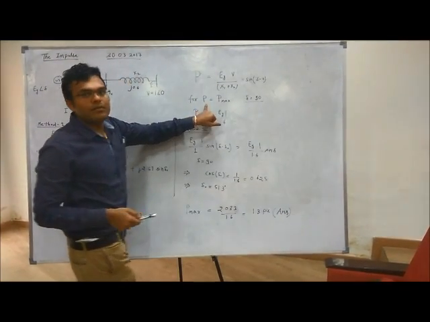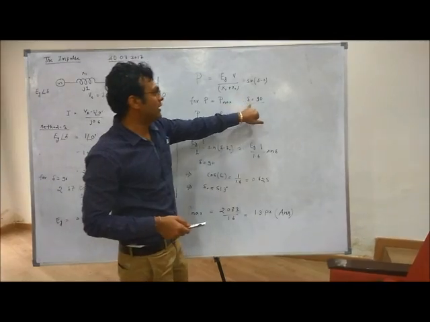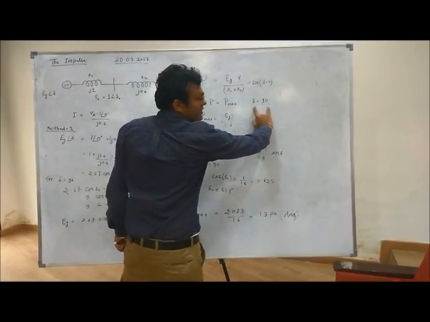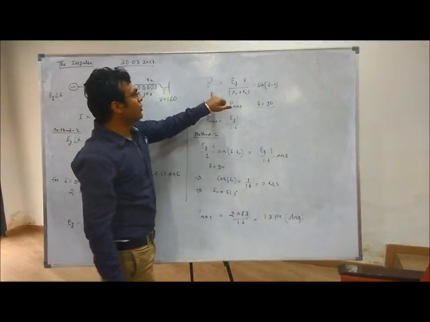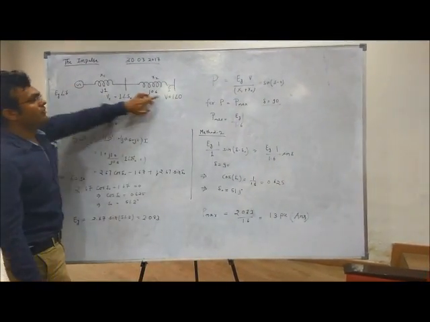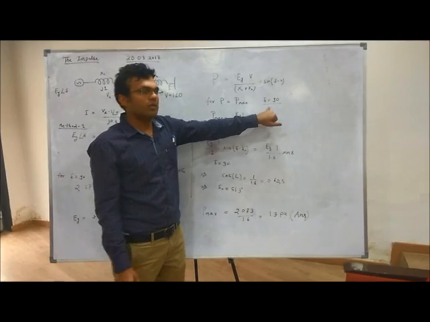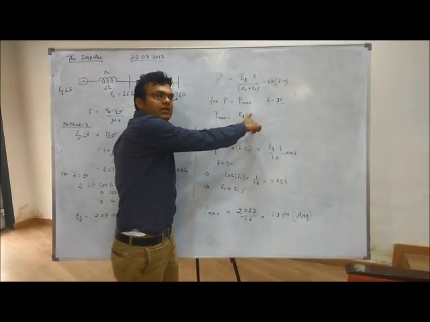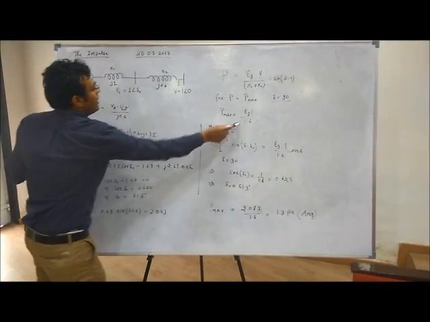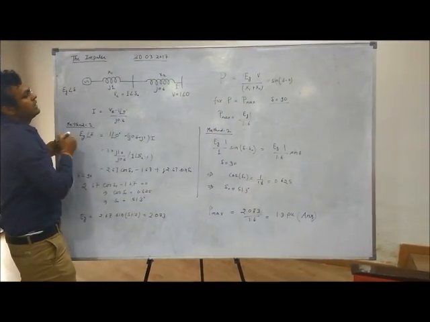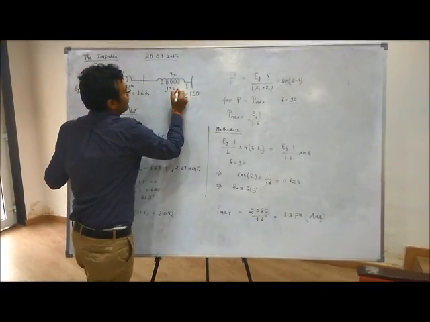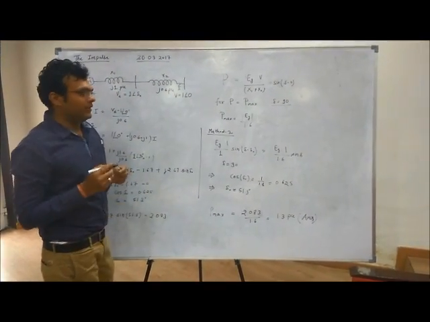So for maximum power, what should be the value of delta? We are considering here that if delta is 90 degrees, then the power flow from this end to this end will be maximum. So the maximum value at delta equals 90 degrees is given by P max equals Eg divided by 1.6. Here 1 per unit is the reactance of this generator and 0.6 per unit is the reactance of this particular line.